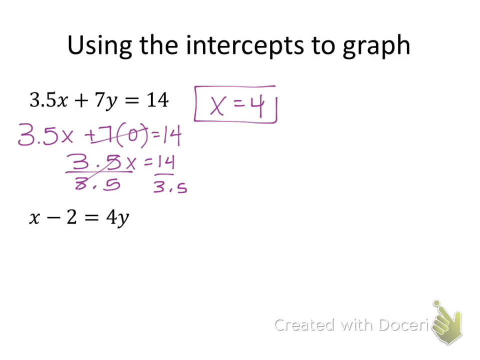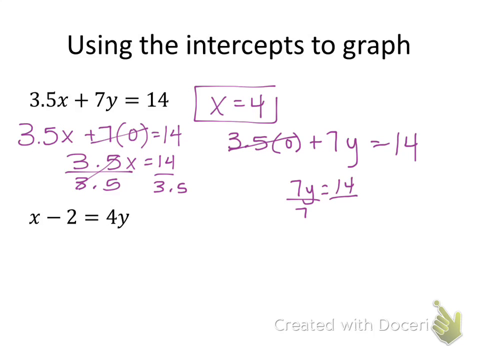4. Very good. Okay, now let's find our y-intercept. Nishan, what do I do when I find my y-intercept? You do 3.5 times 0. Very good. Plus 7y is equal to 14. What's 3.5 times 0? 0. 7y is equal to 14, so I divide by 7. And what is my y-intercept? 2. So now I need to graph this.